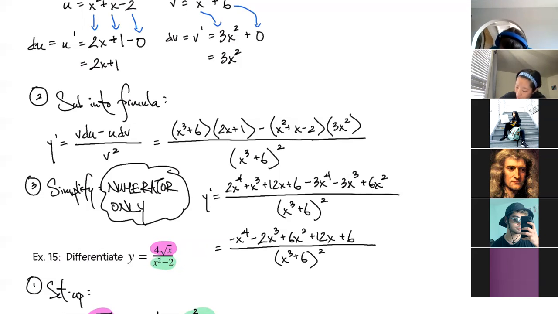So anybody else notice that we had an x cubed plus 6, and on the bottom we have an x cubed plus 6? So this is actually a really great moment to talk about some simplification rules when it comes to reducing fractions. That's really important to remember.